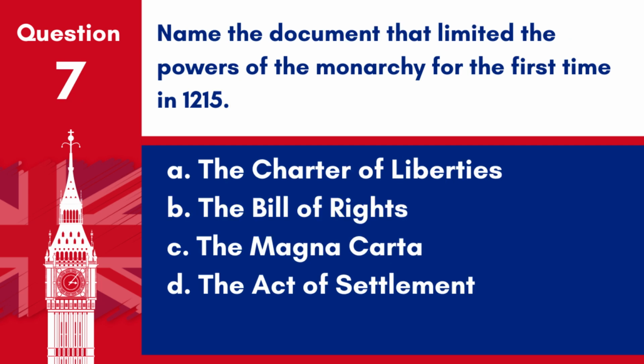Question 7. Name the document that limited the powers of the monarchy for the first time in 1215. A. The Charter of Liberties, B. The Bill of Rights, C. The Magna Carta, D. The Act of Settlement. Answer: C. The Magna Carta. The Magna Carta, signed in 1215, was the first document to limit the powers of the monarchy.